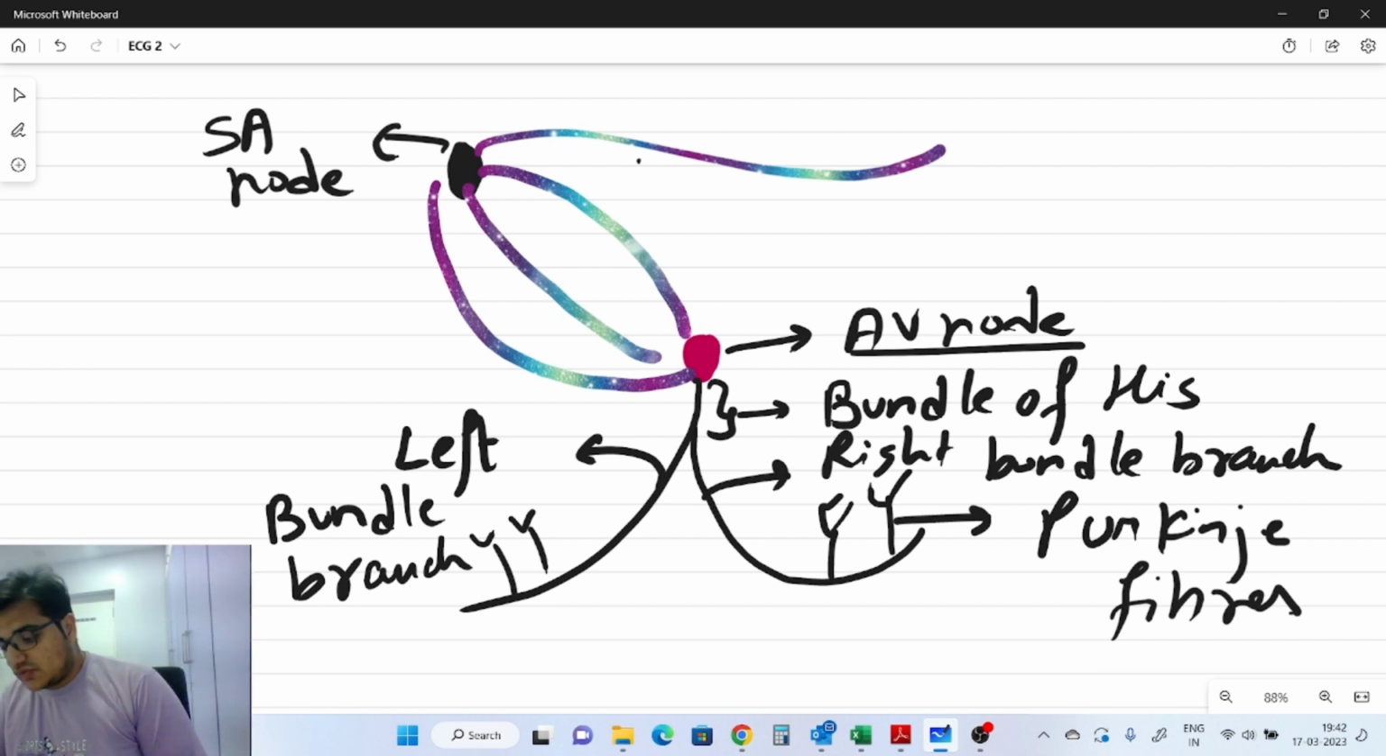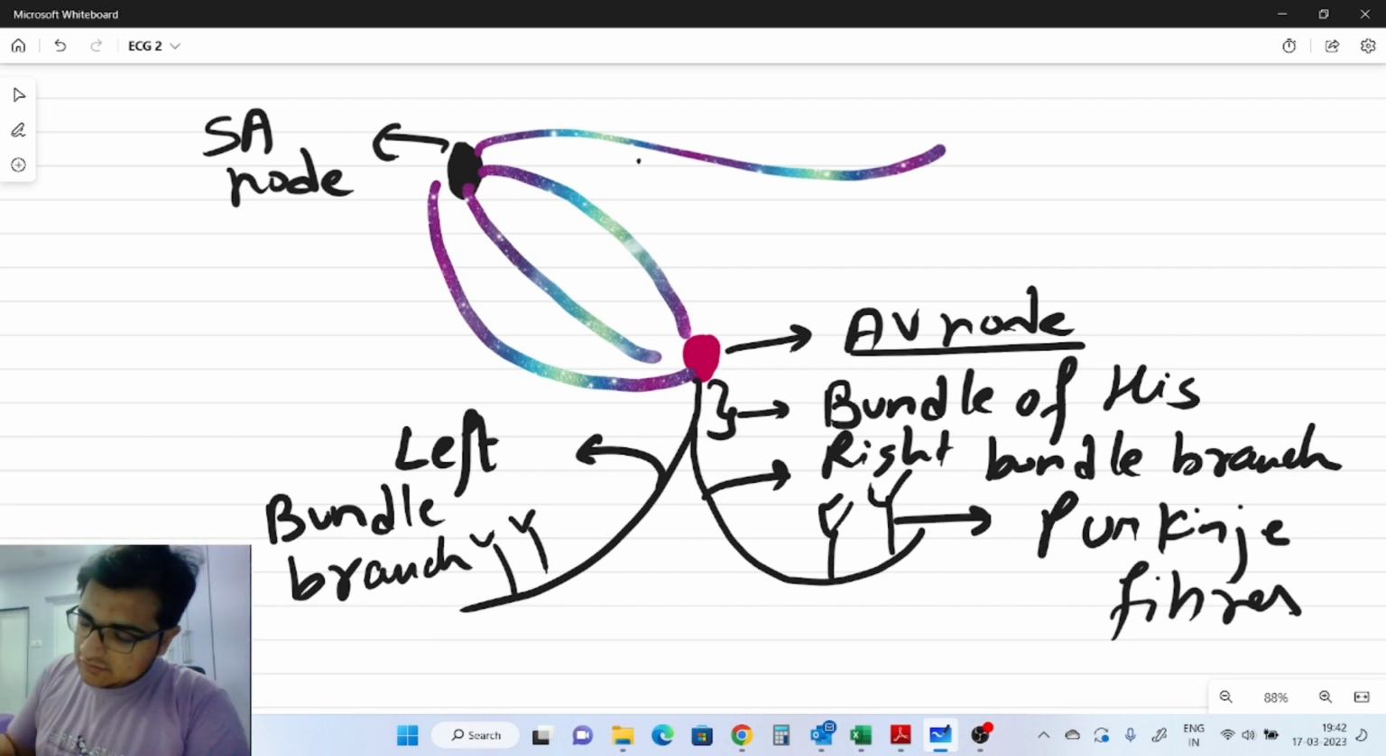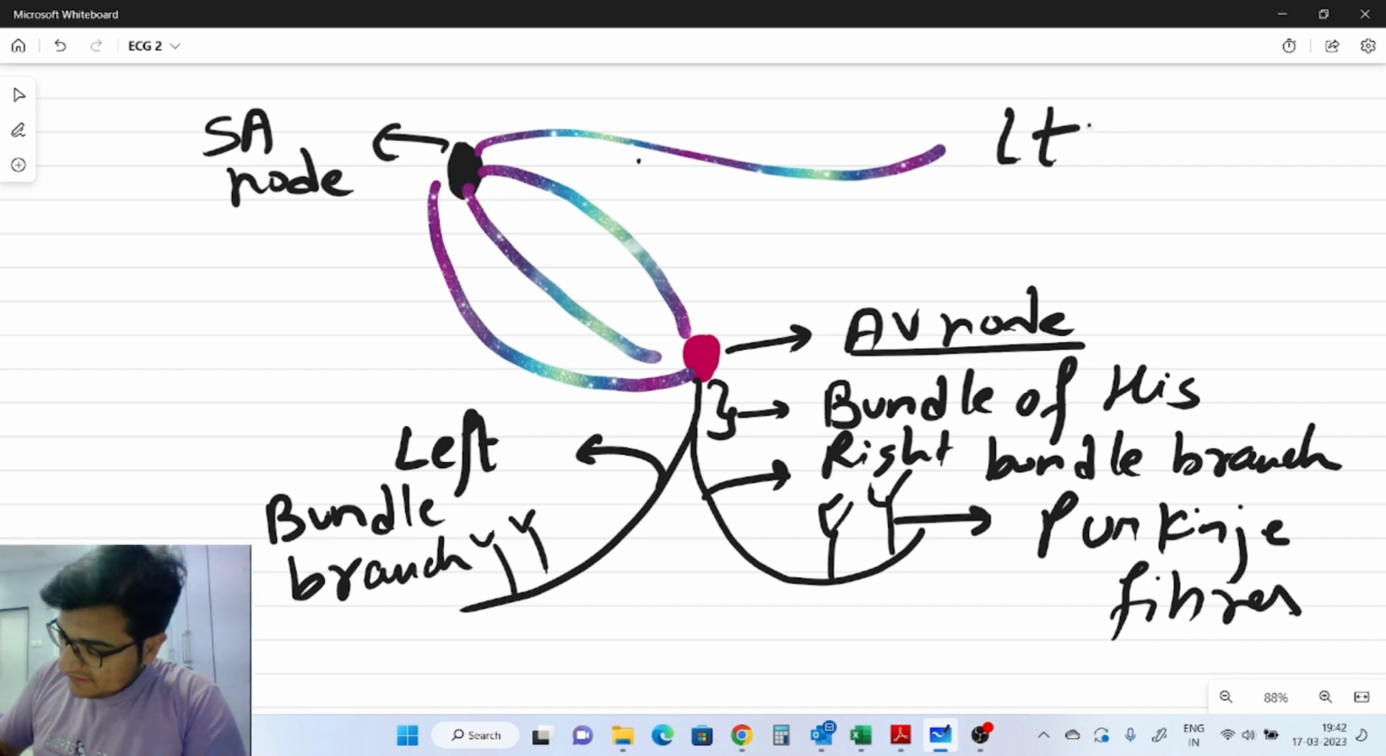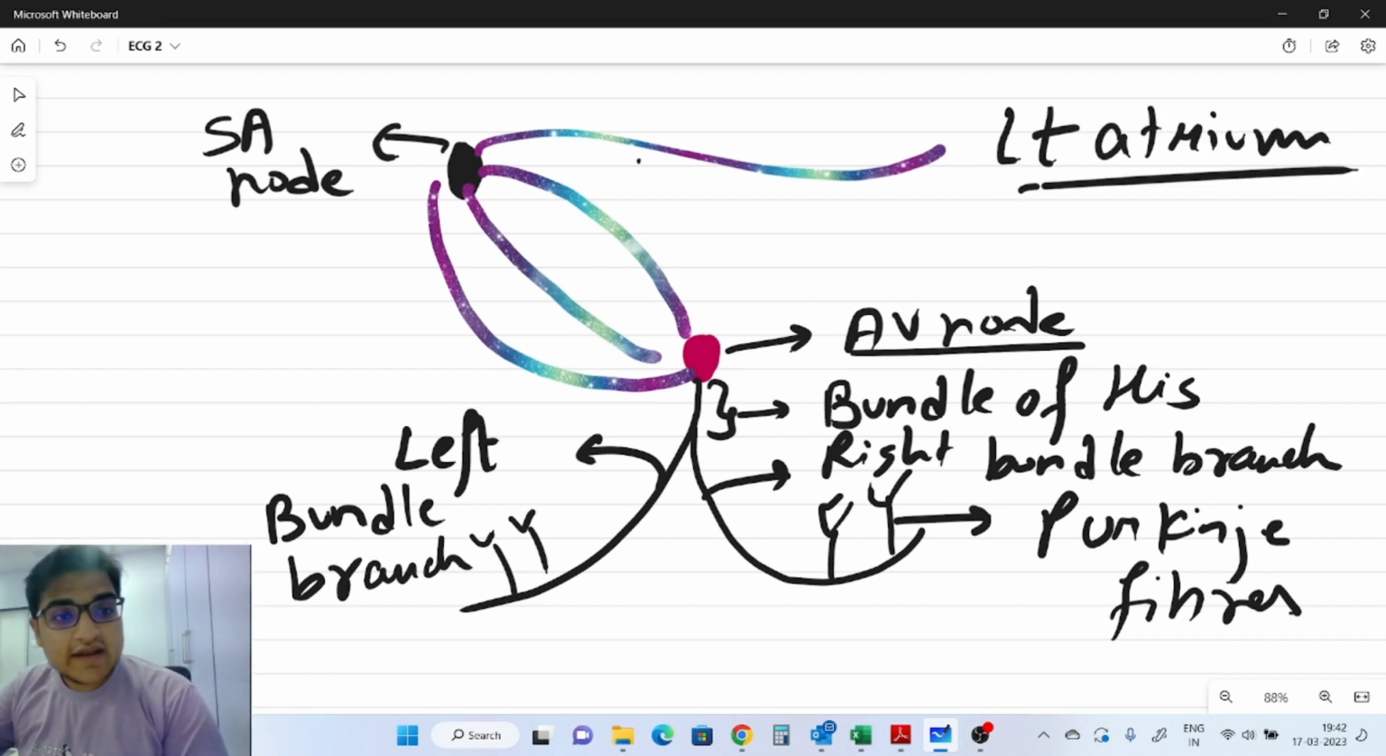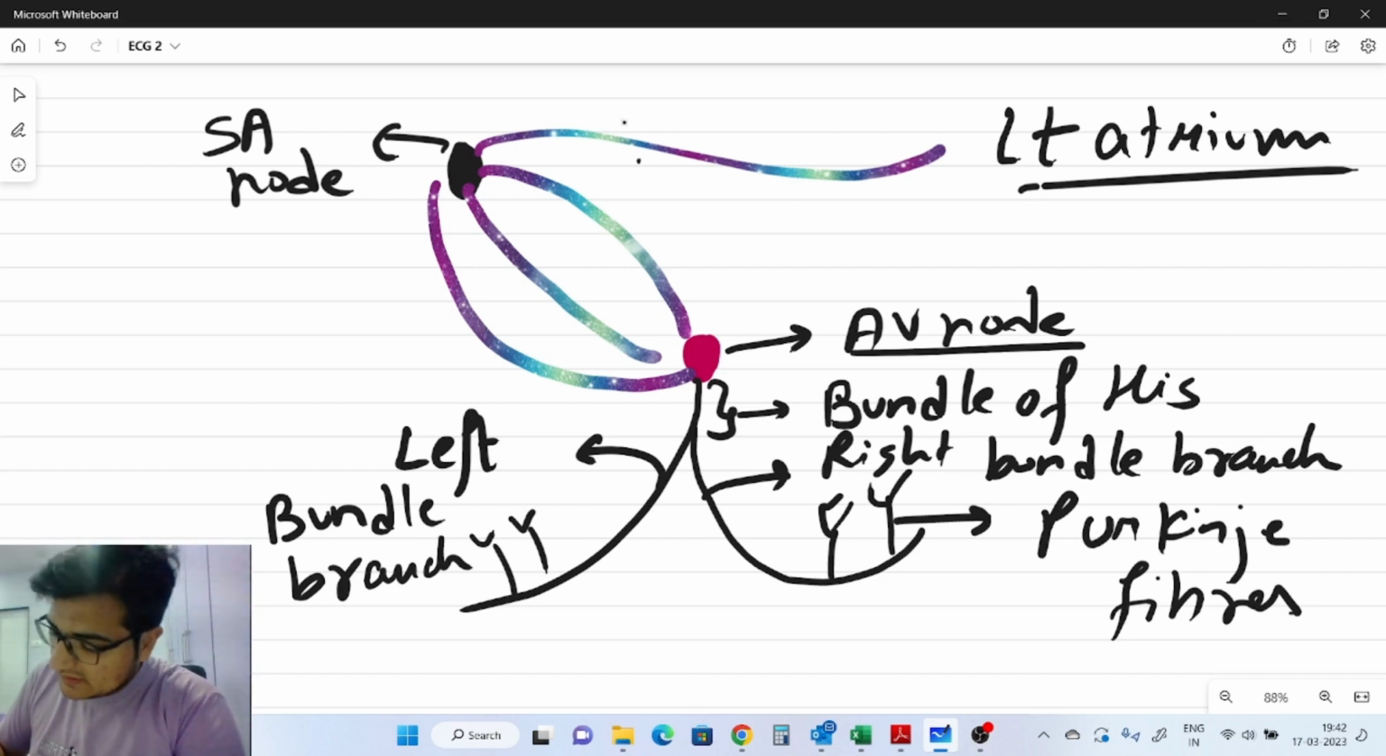I have in fact drawn four multicolored lines from the SA node to the AV node, so we'll take down the names of these. This one goes to the left atrium. I hope everybody knows that the SA node is in the right atrium. So from the right atrium, going directly to the left atrium, we have one bundle, which is called Bachmann's bundle.